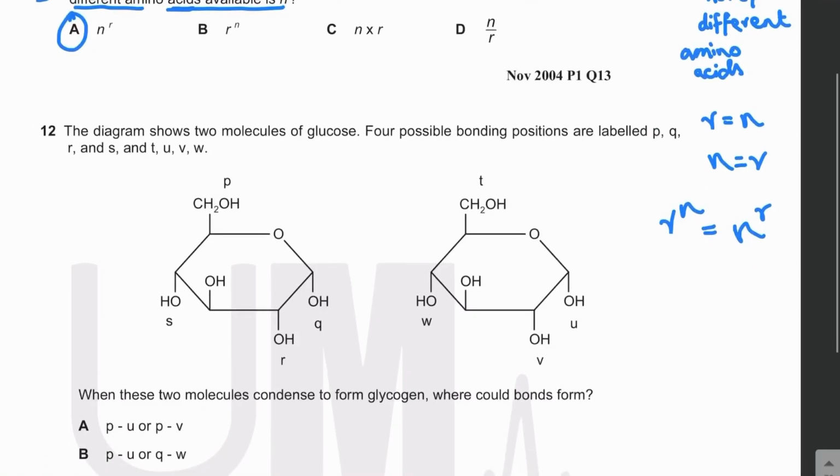Let's move on to MCQ number 12. The diagram shows two molecules of glucose.